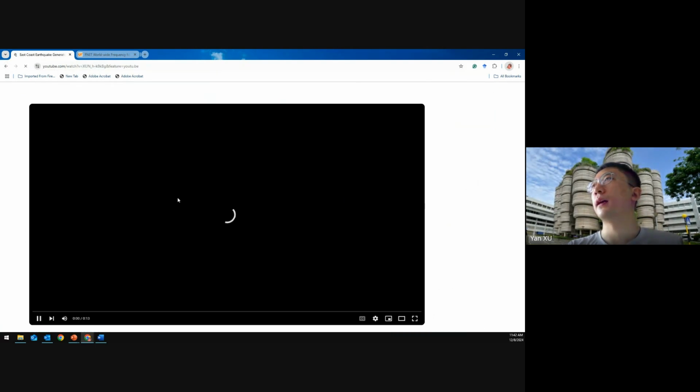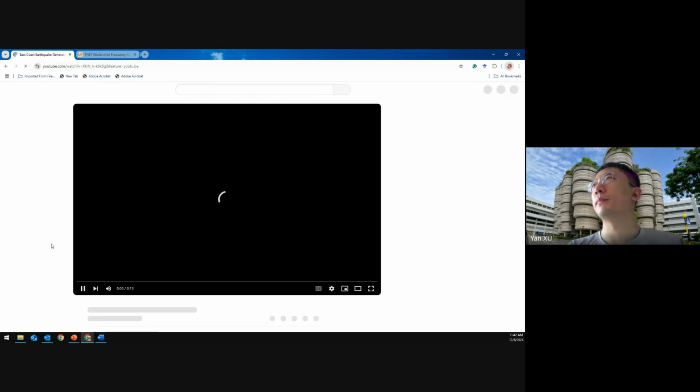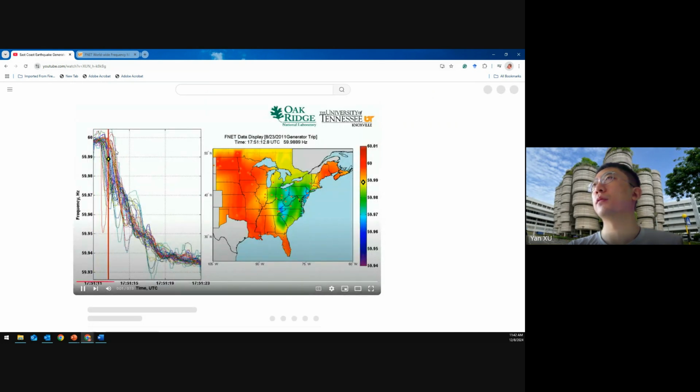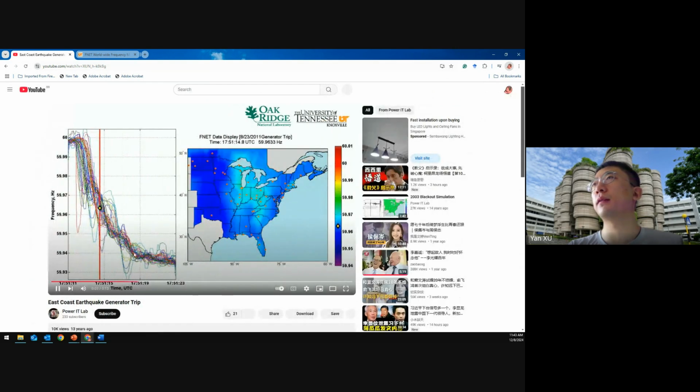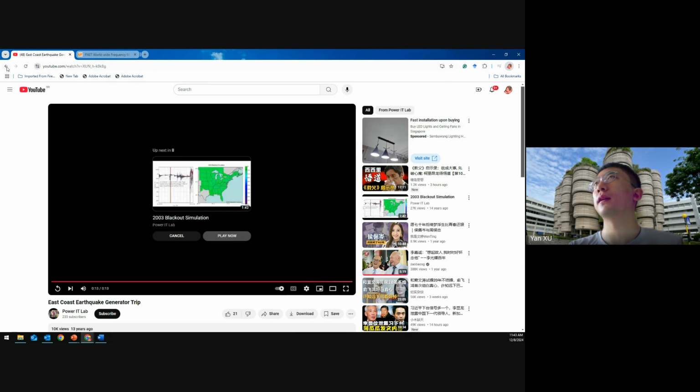And there is another event. It's a blackout. You can see the frequency dramatically decline to a low level. Each curve represents one frequency measurement unit. You can see very clearly here.